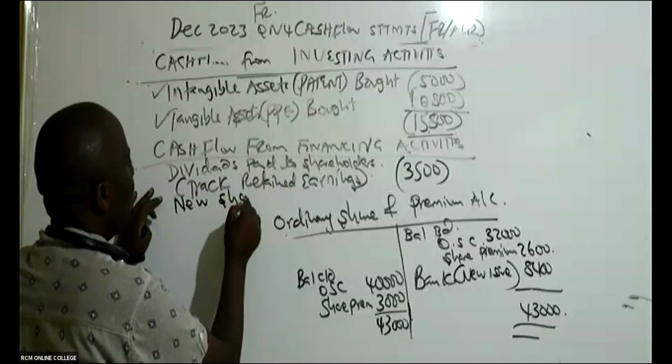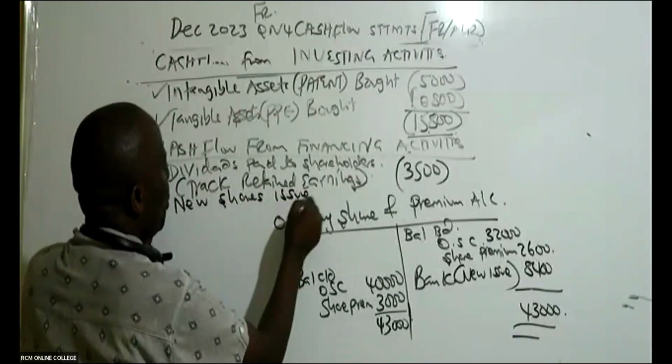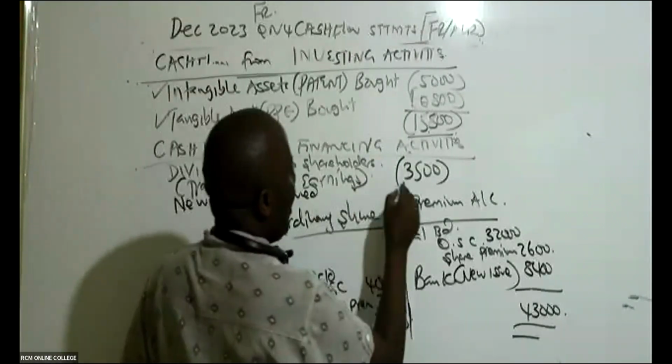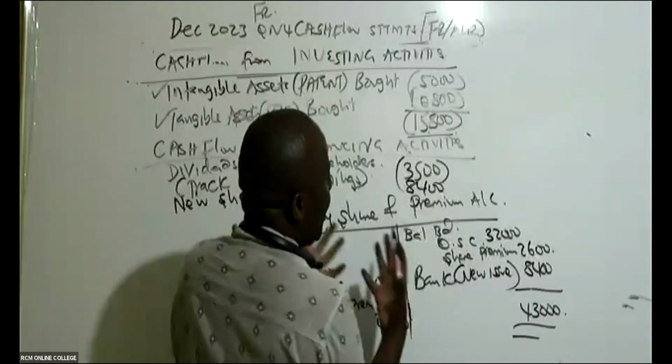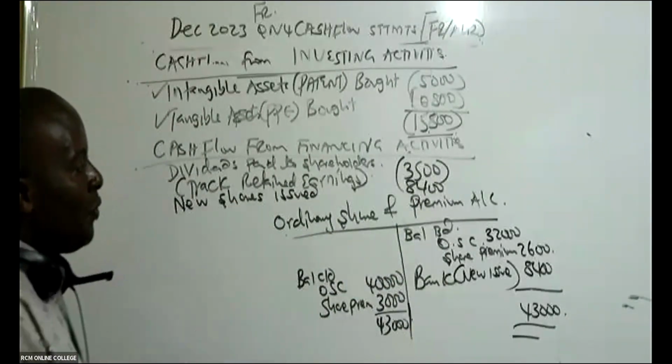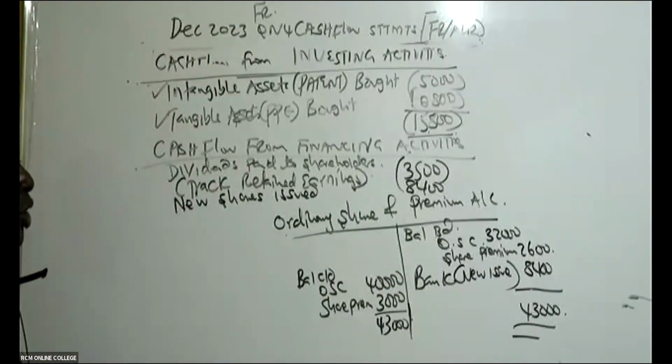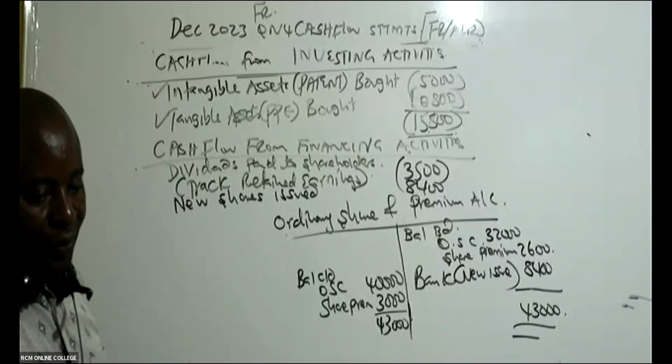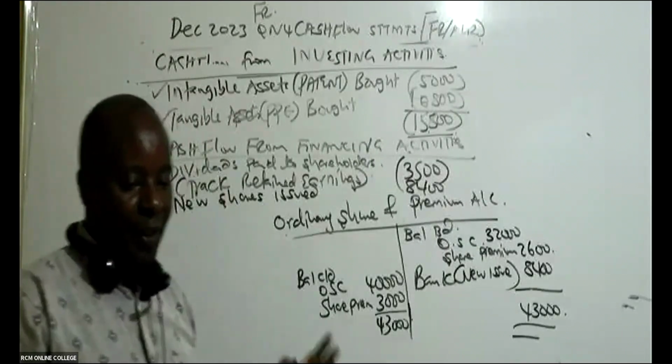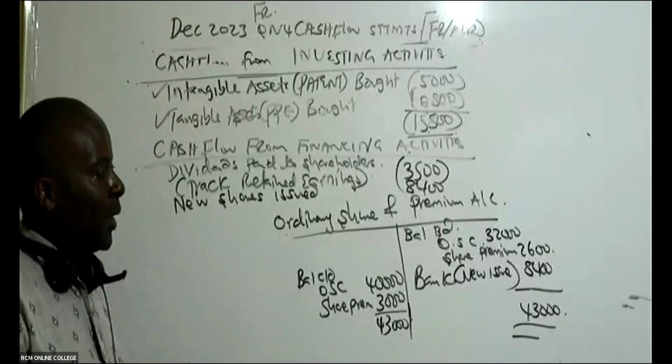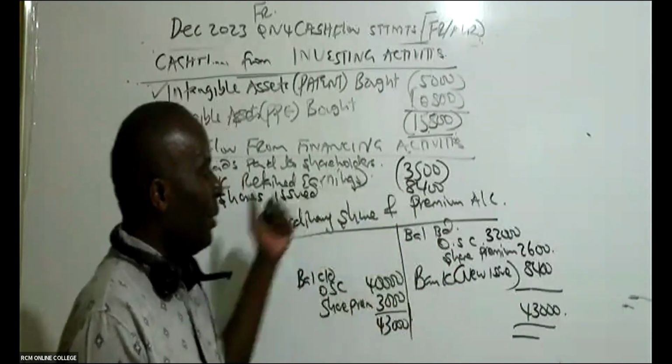New shares issued. We have 8,400 positive because we received the money. So new shares issued, 8,400. That's why we credited this account and then we debit our bank.